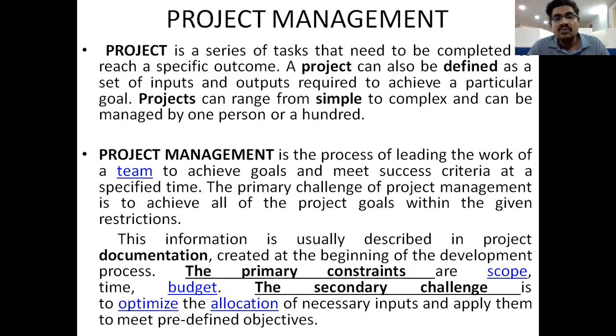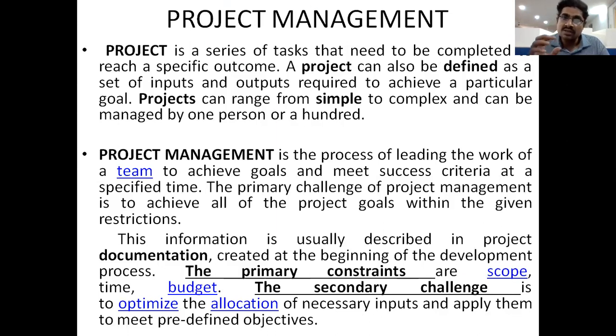So look at this, project management. First of all, we need to understand what is meant by project. So a project is a series of tasks that need to be completed to reach a specific outcome. So here a project contains a number of tasks, some activities to accomplish our goal, to reach our company's objectives, to reach our targets of the company.